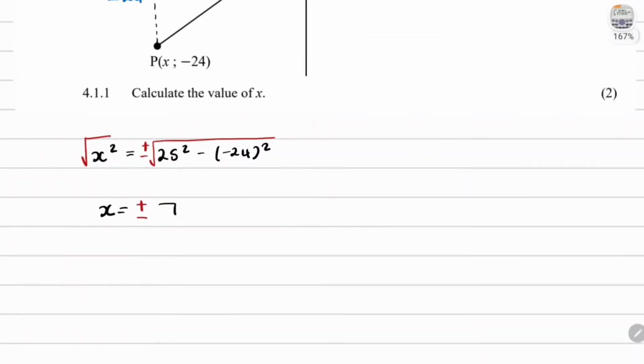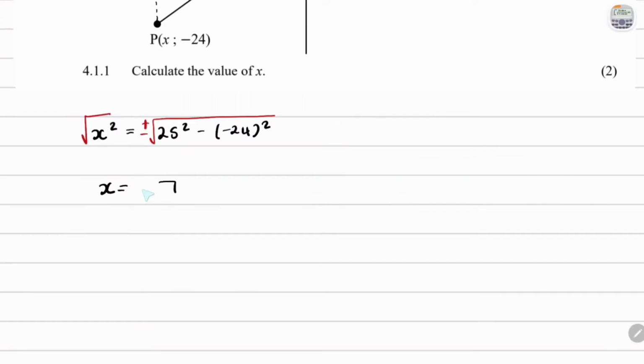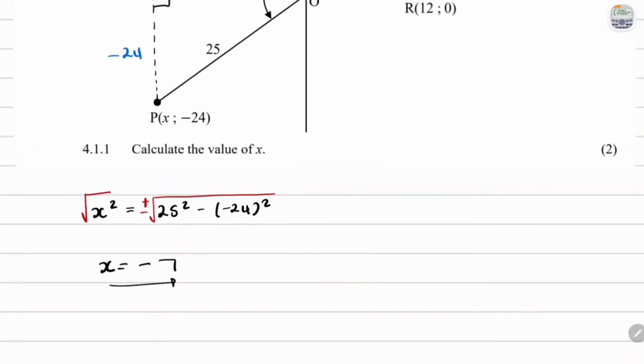Okay, so which one is it going to be? Do you see where x is? X is on the negative part of the x-axis. So it's going to be negative 7. So that is our answer. x is equal to negative 7. Moving on to the next question.